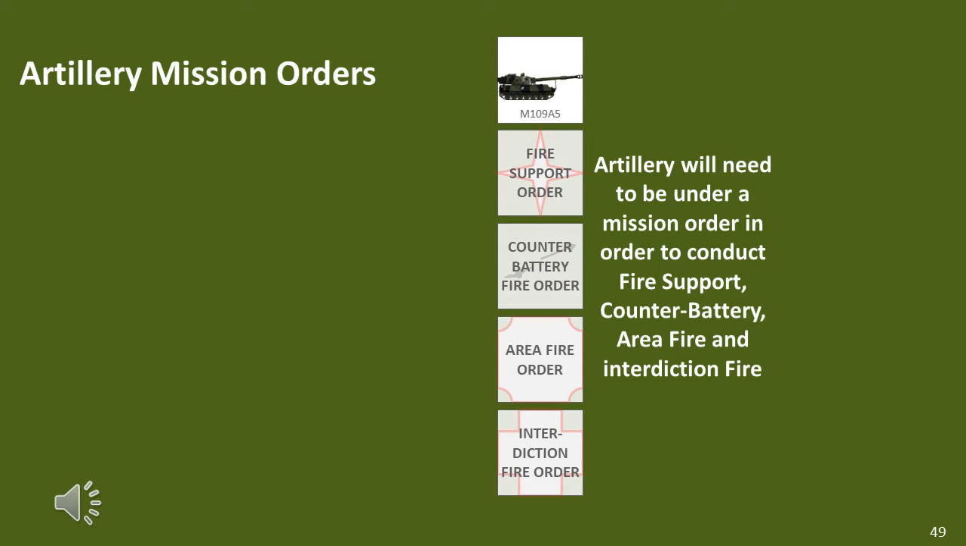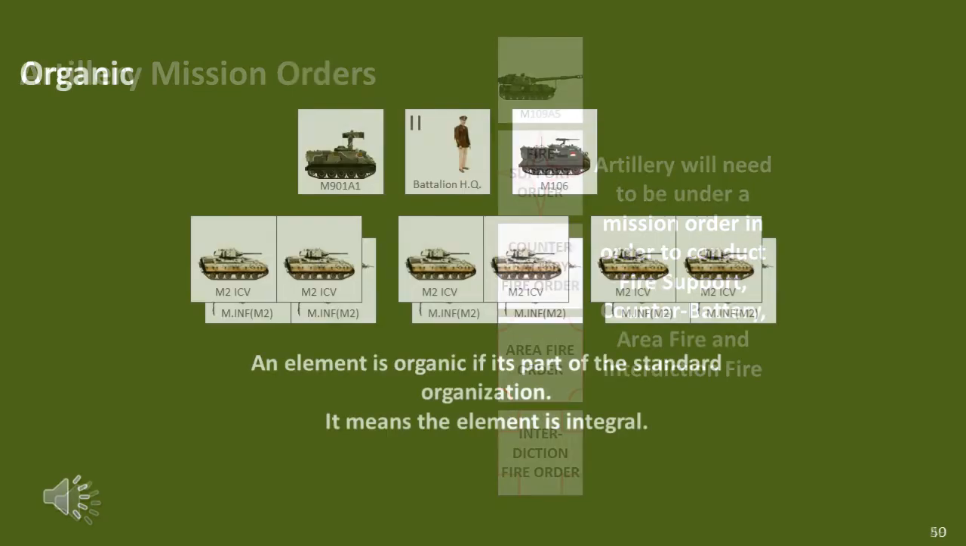A third possible order is cancelling area fire or interdiction fire, and this allows an artillery element to conduct fire support or counter battery fire on that particular game turn. As with all orders, the new order takes effect the following game turn. In the game turn it was sent, the old order would still apply.